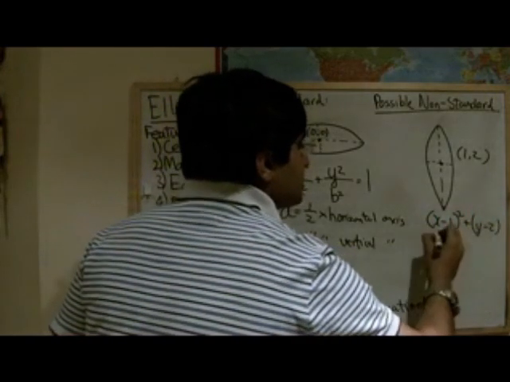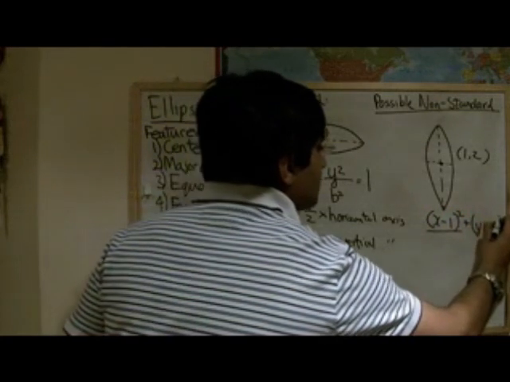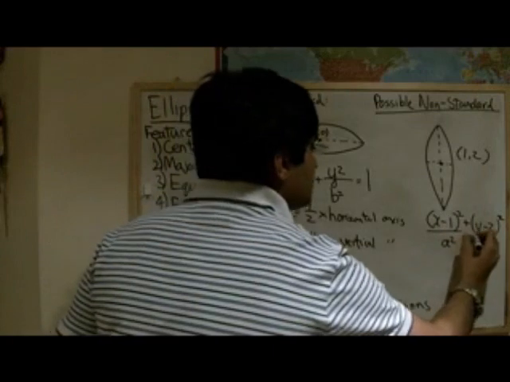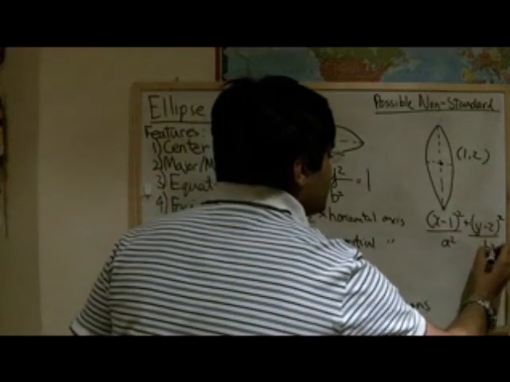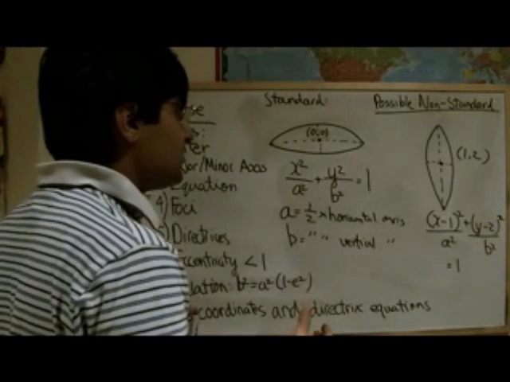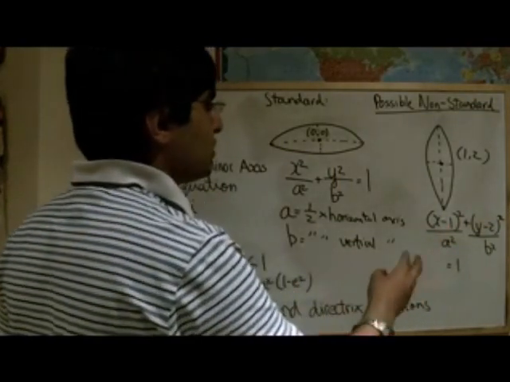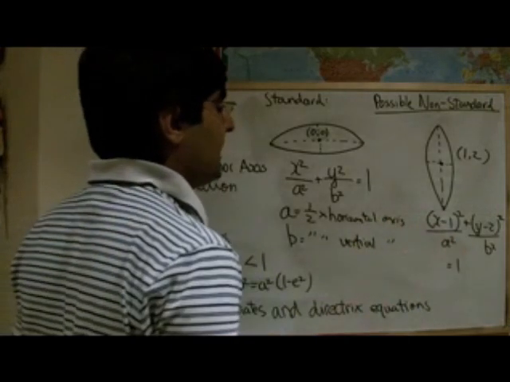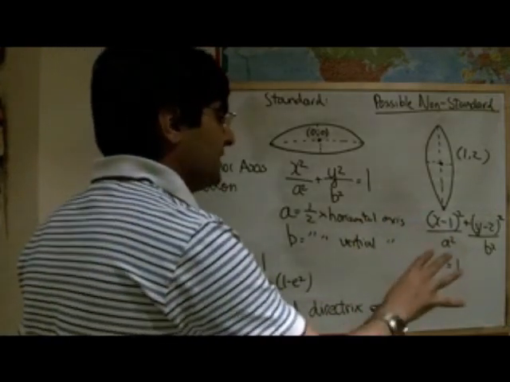It would be (x minus 1) squared over a squared plus (y minus 2) squared over b squared is equal to 1. Just like with the circle, if the center is not (0, 0), you would subtract the coordinates of the center from the respective x and y's, and that would be your new equation.